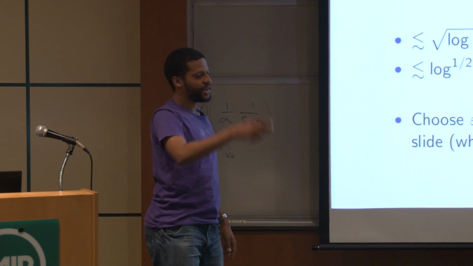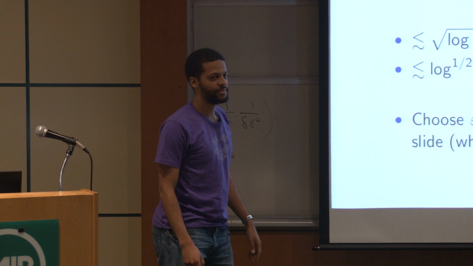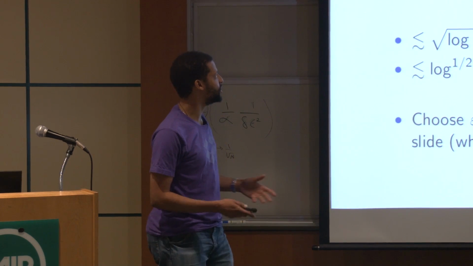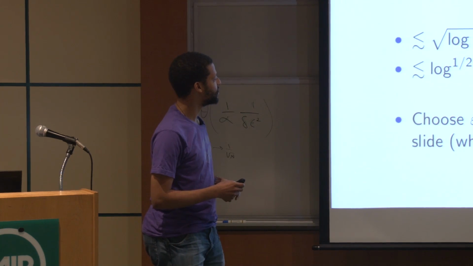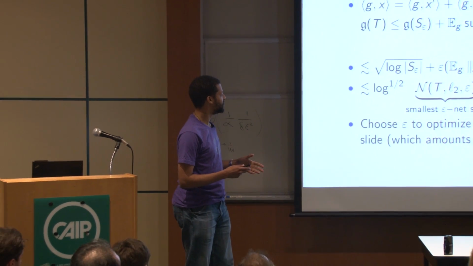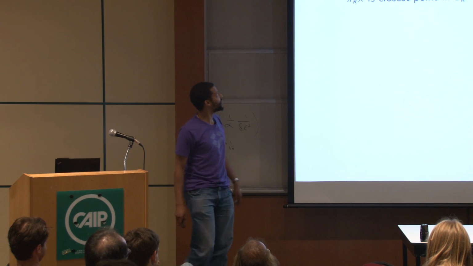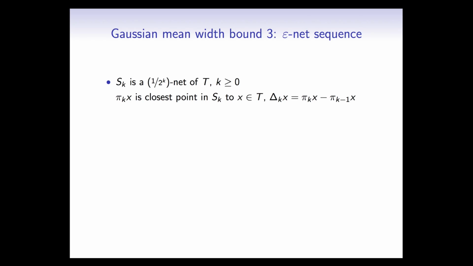Okay, so now I want to show you method 3. And method 3 is also something, by the way, all the methods I'm going to show you, nothing's too crazy. It all makes sense, I hope. Okay, good. So method 3 is to take a sequence of epsilon nets, where S sub k is a 1 over 2 to the k net of t, where k goes from 0, 1, 2, 3, k is like non-negative integers.